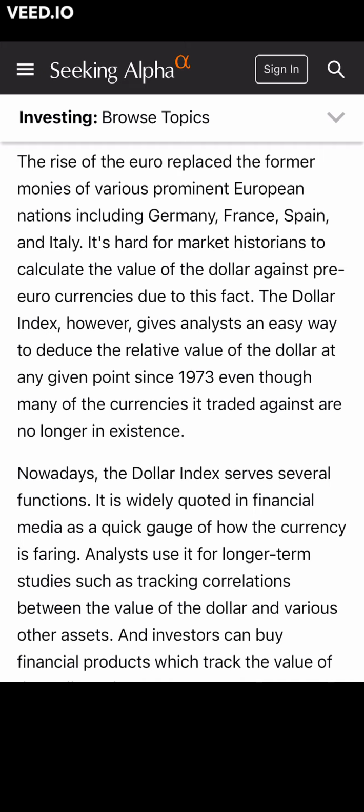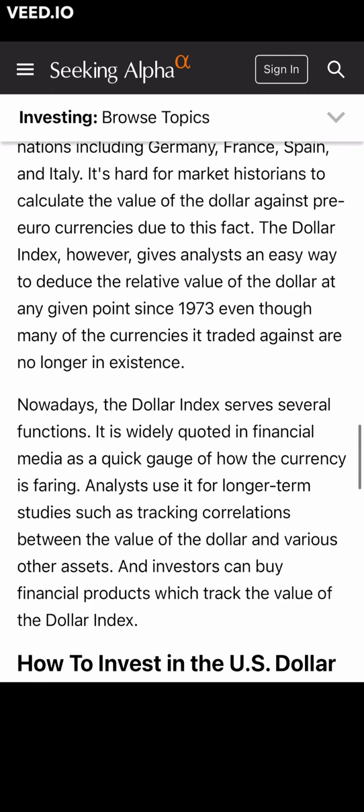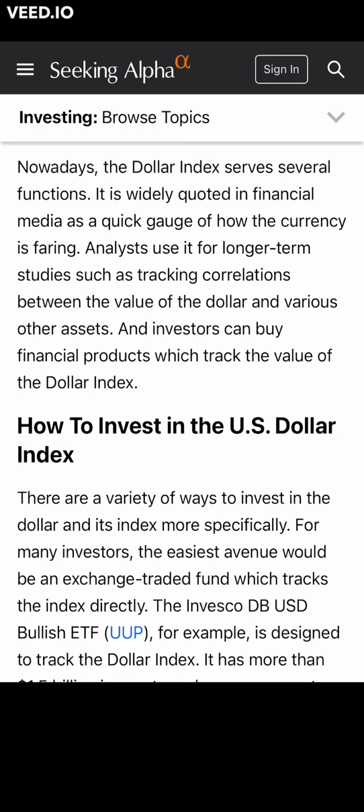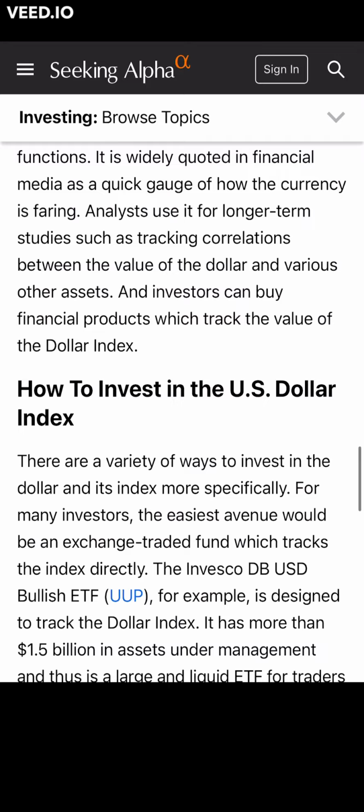The Dollar Index, however, gives analysts an easy way to deduce the relative value of the dollar at any given point since 1973, even though many of the currencies it traded against are no longer in existence. Nowadays, the Dollar Index serves several functions. It is widely quoted in financial media as a quick gauge of how the currency is faring. Analysts use it for longer-term studies such as tracking correlations between the value of the dollar and various other assets. And investors can buy financial products which track the value of the Dollar Index.